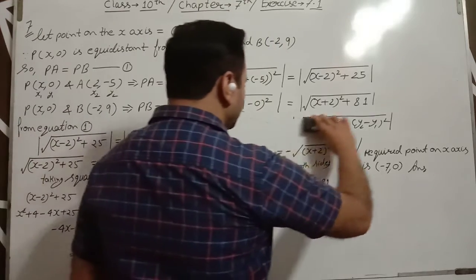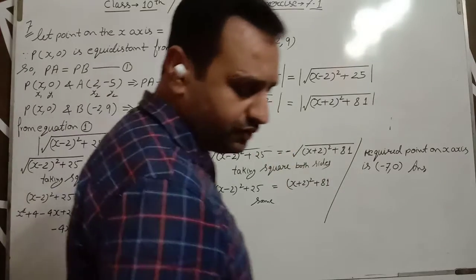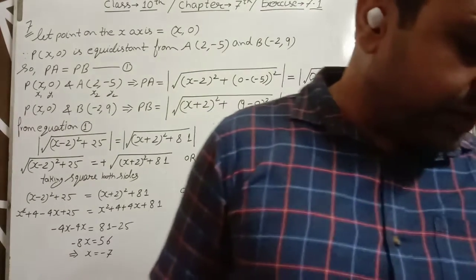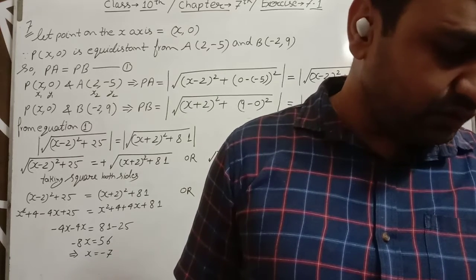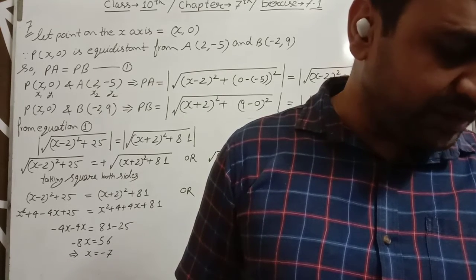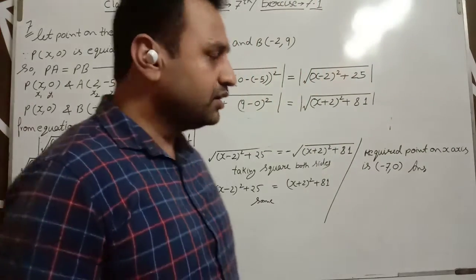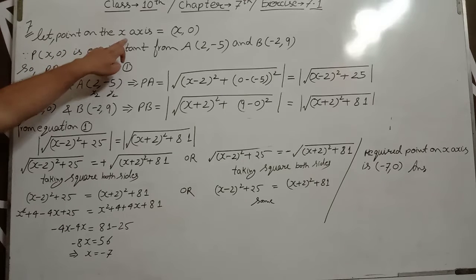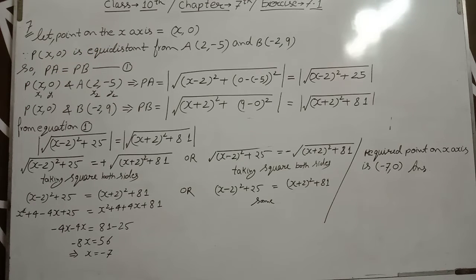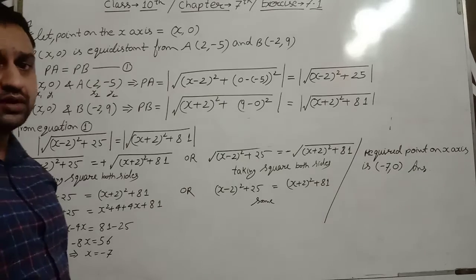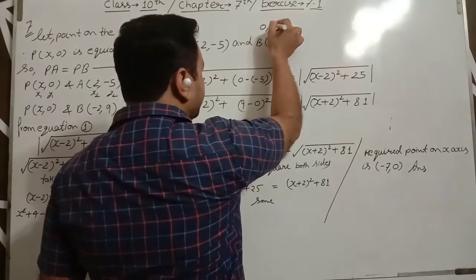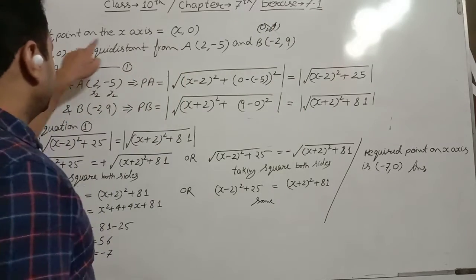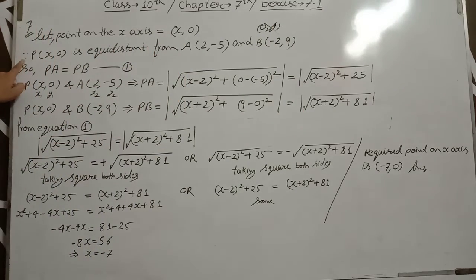Now we continue with question number 7. What is question number 7? Find the point on the x-axis which is equidistant from (2, minus 5) and (minus 2, 9). Let the point on the x-axis be (x, 0). In the first video of this chapter, we already studied that a point on the x-axis is (x, 0) and a point on the y-axis is (0, y). So the point on the x-axis is (x, 0).